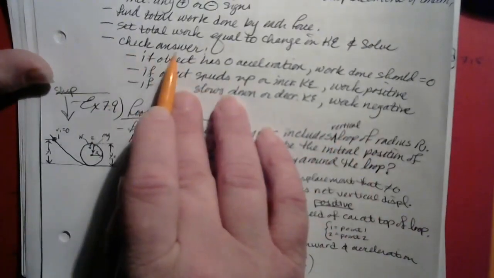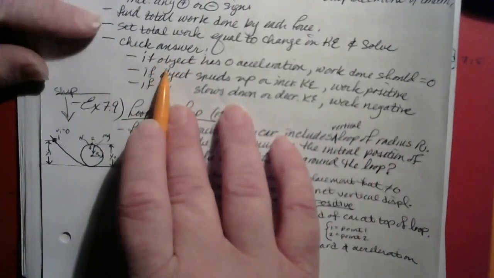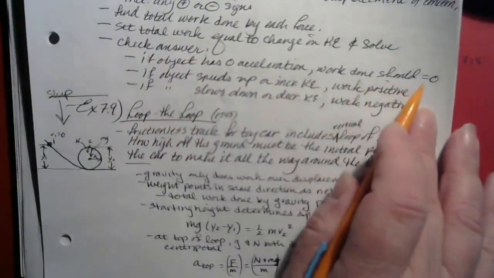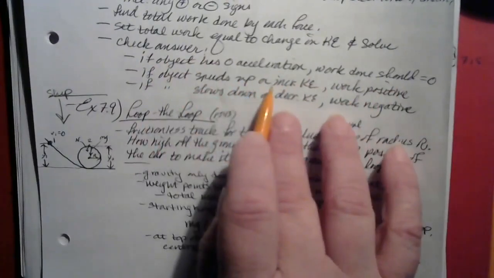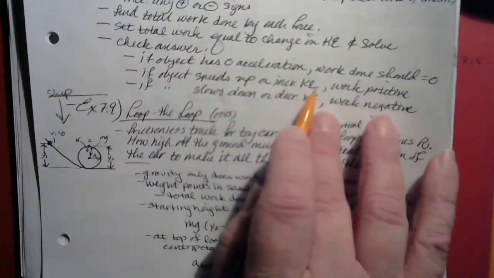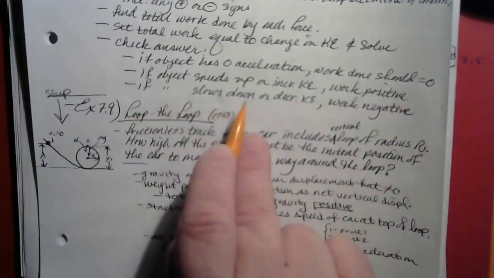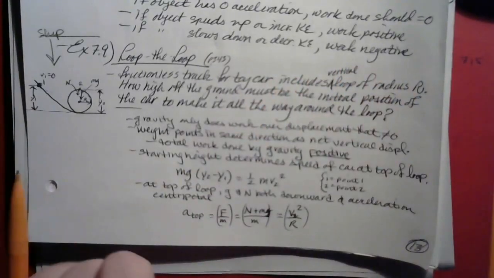If you check your answer, and you should check your answer, make sure that if the object has no acceleration, then the work done on it should be 0. If the object speeds up, or in other words, increases its kinetic energy, then the work should be positive. And if the object slows down, or in other words, decreases its kinetic energy, then that means the work should be negative.